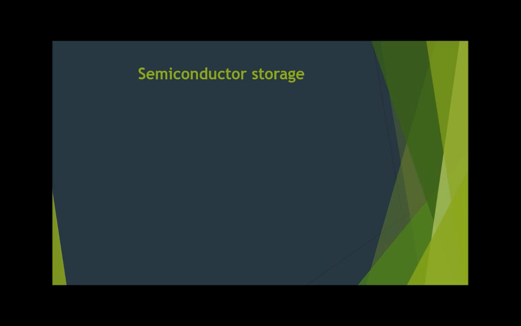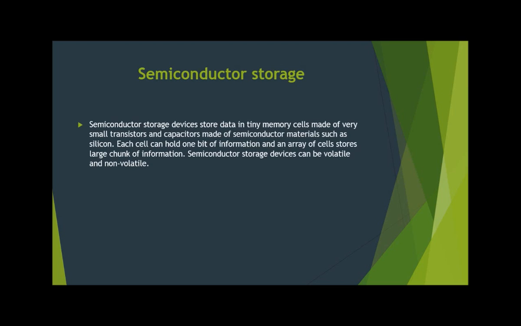7. Semiconductor storage. Semiconductor storage devices store data in tiny memory cells made of very small transistors and capacitors made of semiconductor materials such as silicon. Each cell can hold one bit of information and an array of cells stores a large chunk of information. Semiconductor storage devices can be volatile and non-volatile. RAM is an example of a volatile semiconductor storage device. EEPROM and flash are examples of non-volatile semiconductor storage devices.